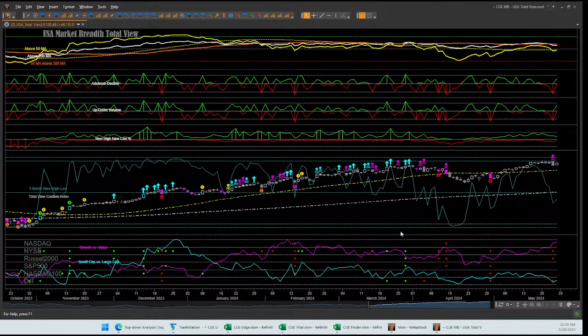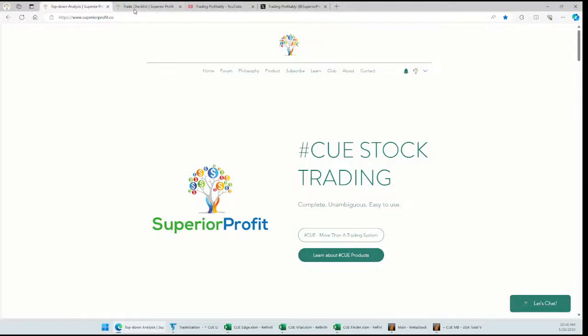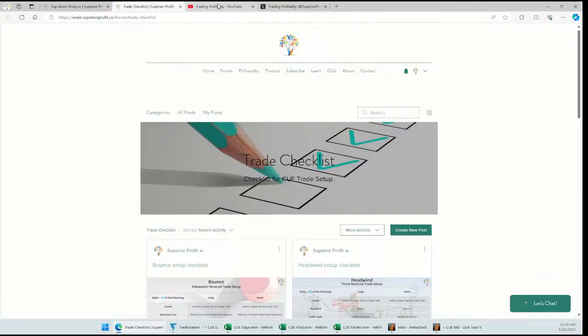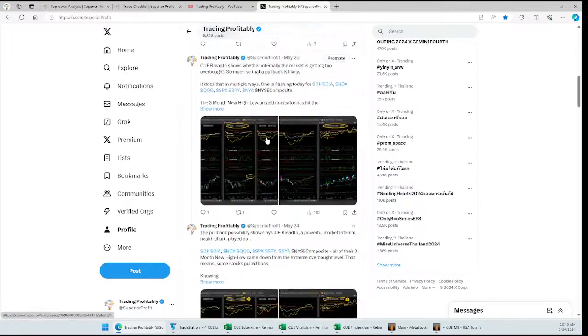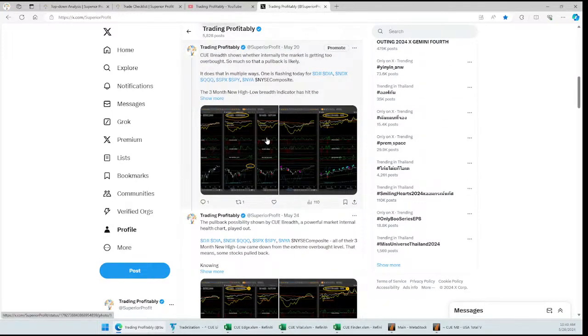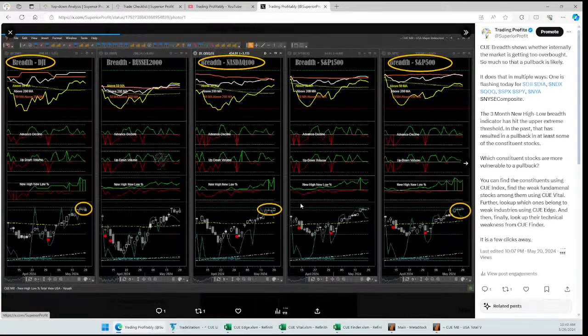These breadth insights are extremely valuable. Why I also say that is that I recently tweeted something using the breadth charts on May 20, and all these sharings I do before knowing the results. On May 20, this is what I shared, two snapshots, and these are drilled down from total view.